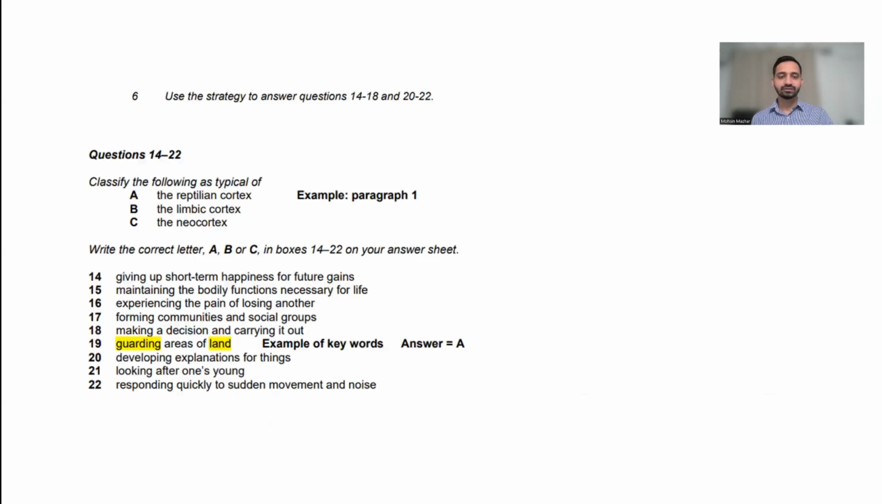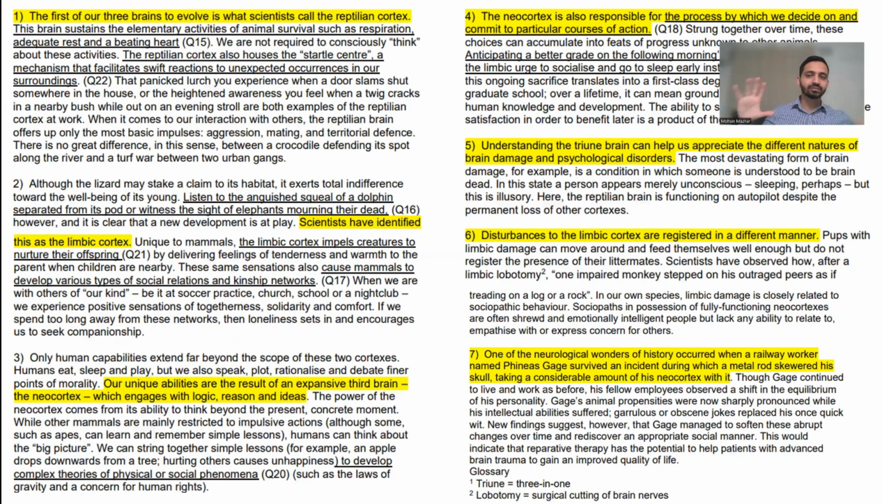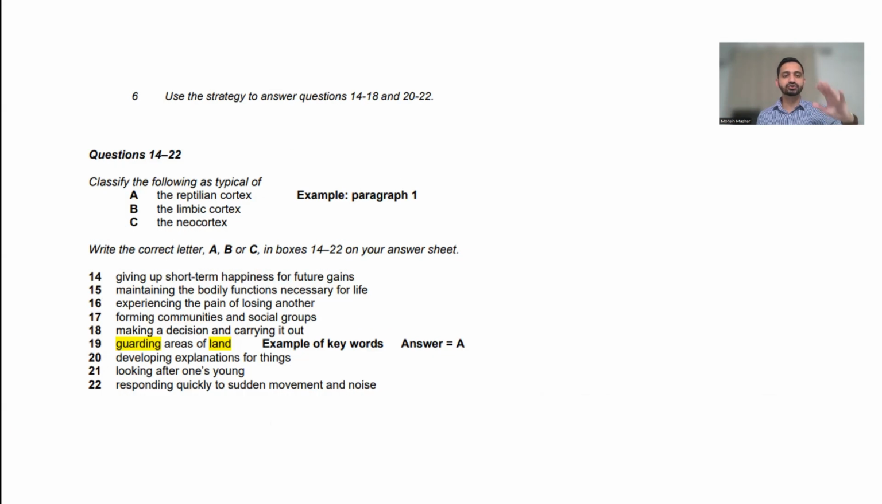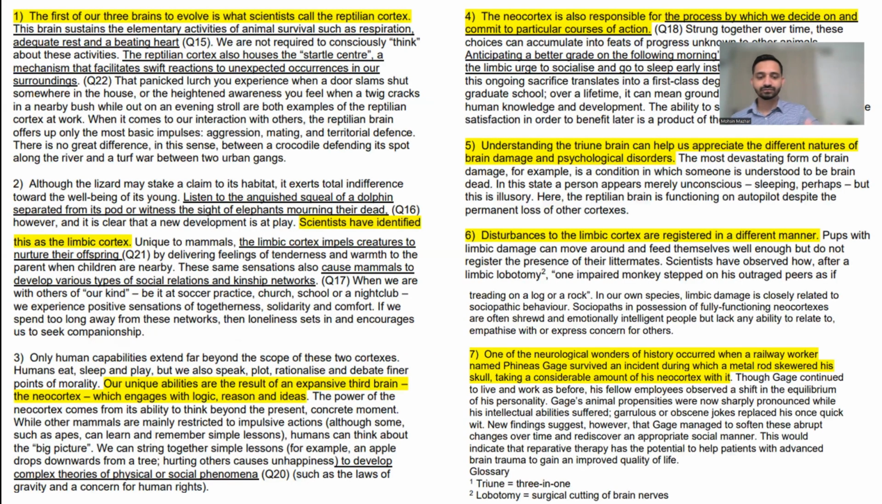Okay, so let's look at the options now. You will do this exercise on your own. You're going to be matching all from 14 to 22 by reading the article. Read the article, pause the video here, go back one screen and check the list. For example, the first one is giving up short-term happiness for future gains. Where is that located? Which brain is it?